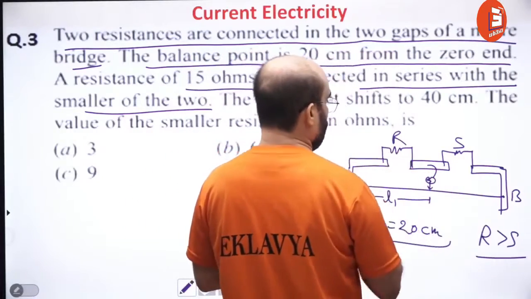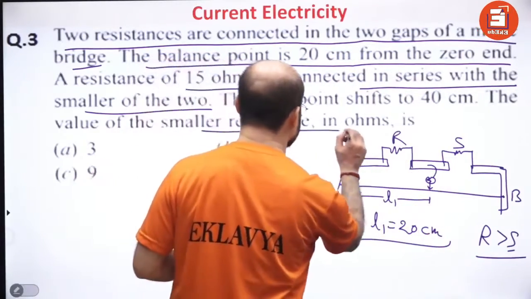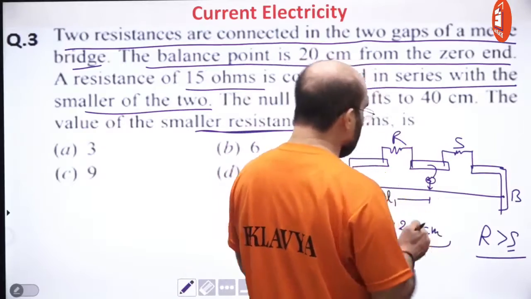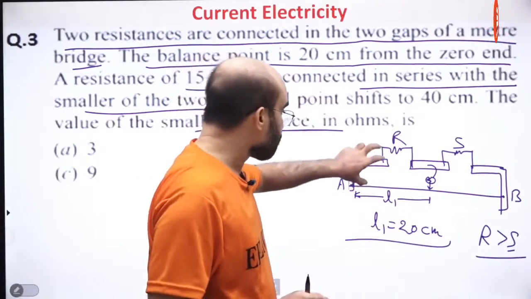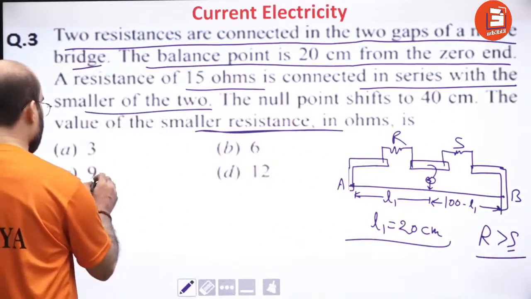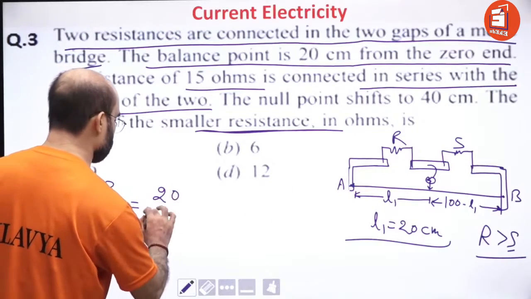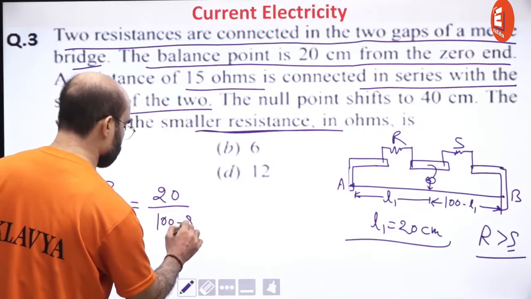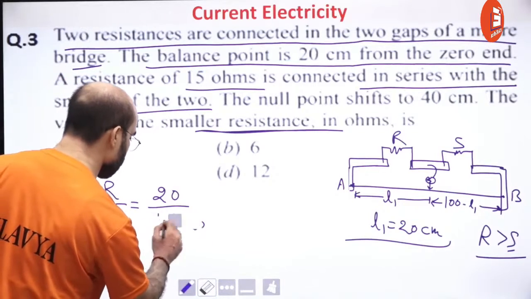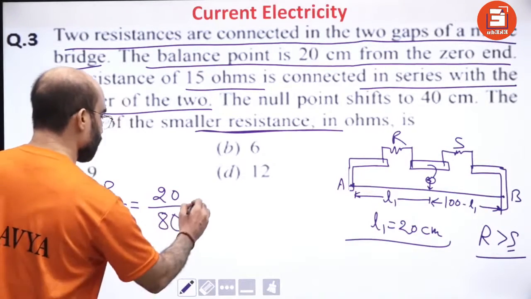So now the value S is small, so that S value you are supposed to find out. Let us have a look what happens when you connect. When this was the condition, you had this relation: R by S equals, L is 20 centimeters, so 20 upon 100 minus 20. This is 80, that means 1 by 4.